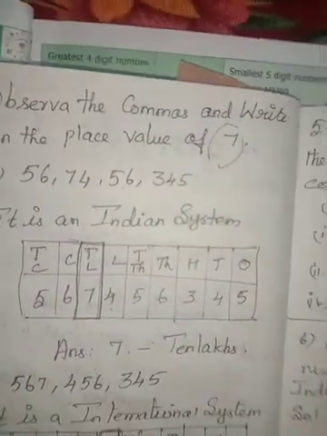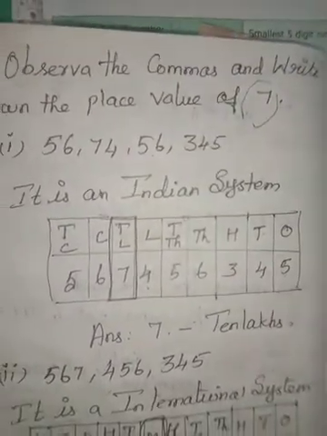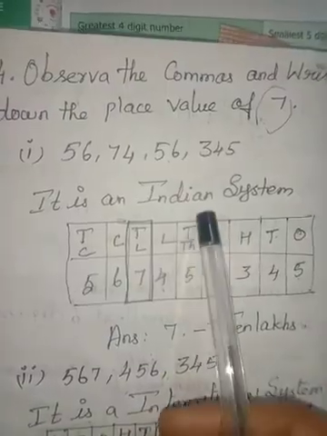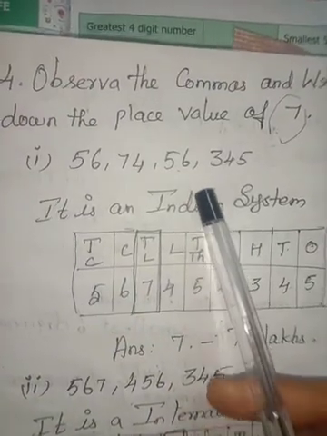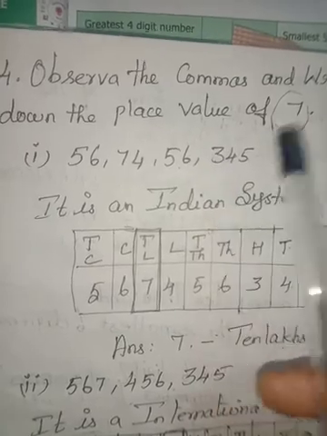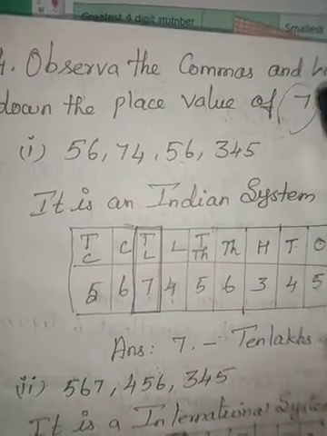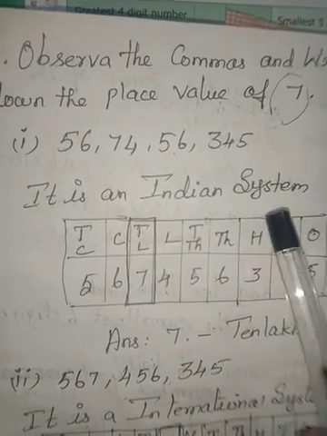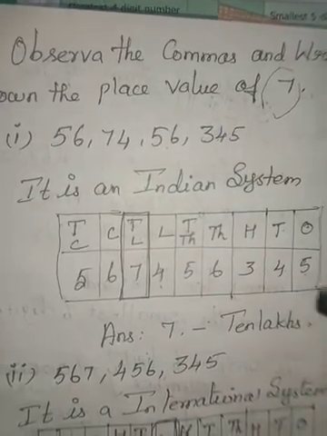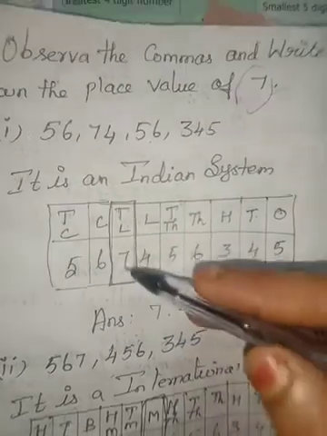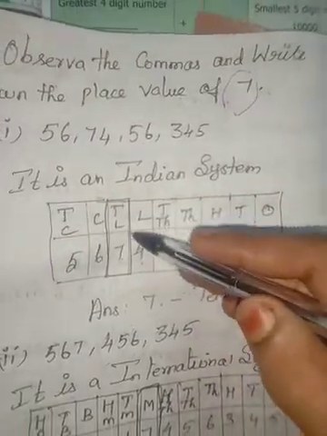Coming to the next one. Observe the commas and write down the place value of 7. From this we can say that it is the Indian system because they put the comma after the first 3 digits from right to left and then put commas after every two digits. From this we say it is the Indian system. So the number is placed on the place value chart. Then we can say that the place value of 7 is equal to 10 lakhs.